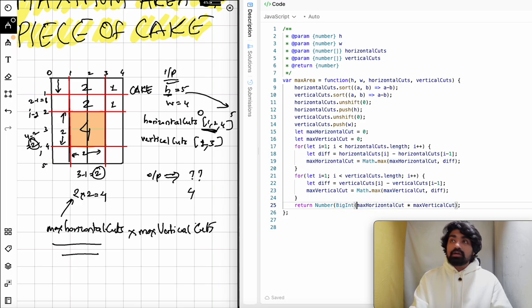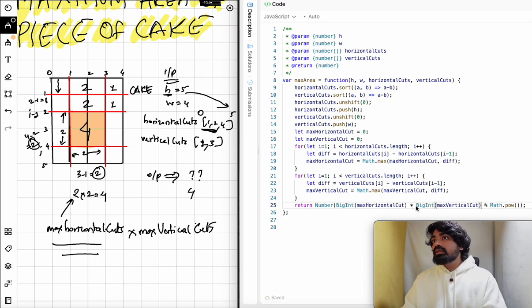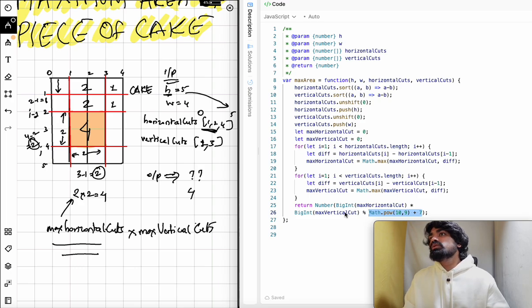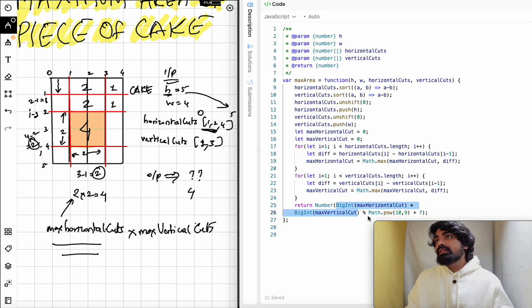So I will just give a BigInt representation for both of these, and then I will mod it with a big prime number. So I will just say Math.pow of 10, 9, plus 7. So this is a big prime number, and this will make sure that the number doesn't go out of bounds after we multiply, and then we just do a mod with this bigger prime number here. So this is not the largest prime number, but this is like the biggest prime number which will make sure things don't go out of bounds.